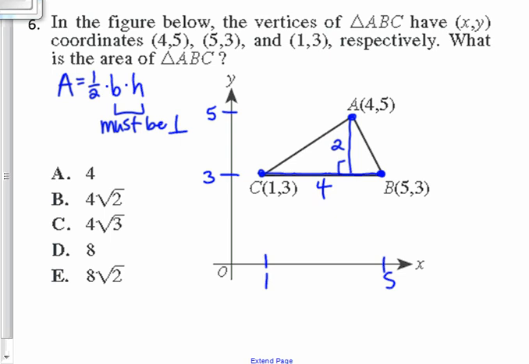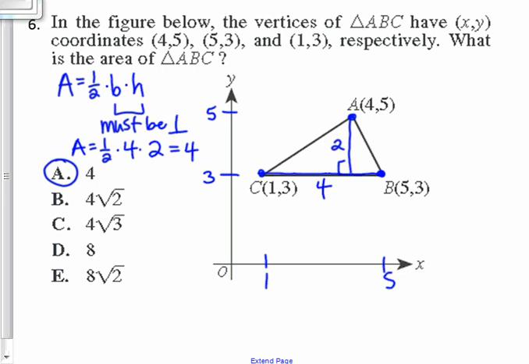Let's use that to plug into the formula. So we have area equals 1/2 times base times height. 1/2 times 4 times 2 gives us 4 units squared. So our answer choice is going to be A.